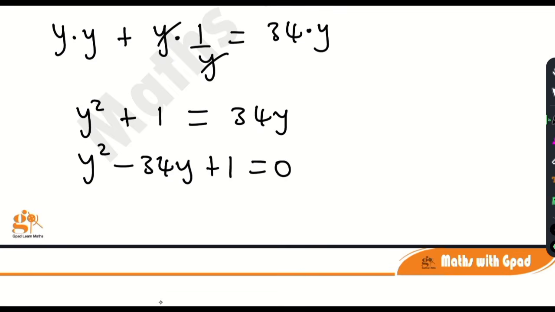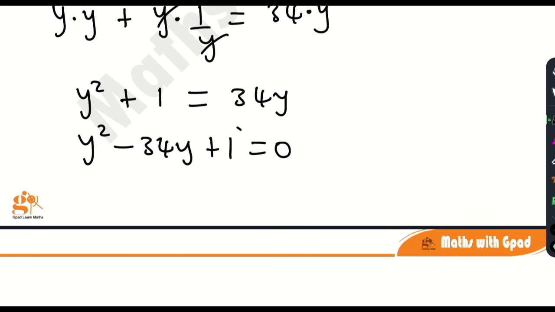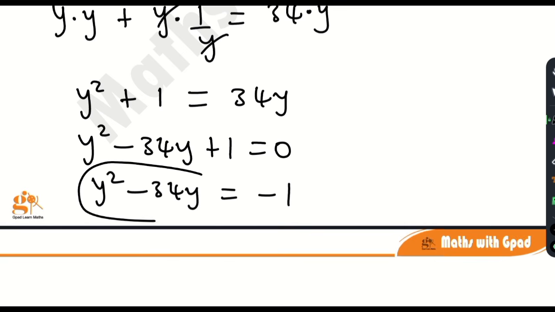So to use the completing the square method, I will move plus 1 to the other side. Remember, we are completing the square. We want to make it a perfect square. So plus 1 is not making it a perfect square. It has to be moved to the right-hand side. So I'm going to have y squared minus 34y is equal to what? Negative 1. Now the question is, what will I add to this expression to make it a perfect square?